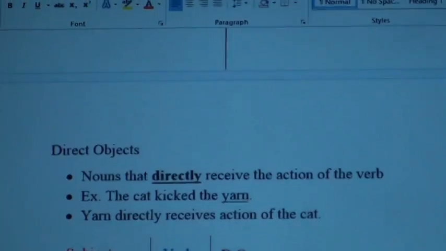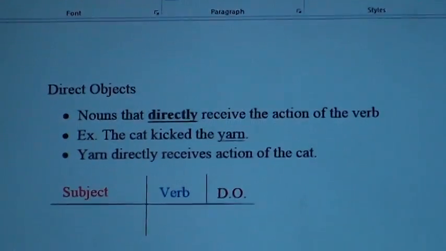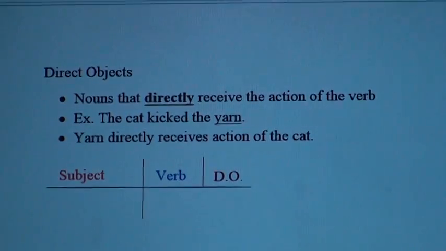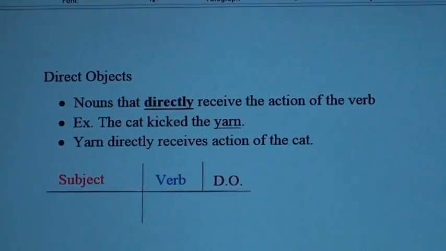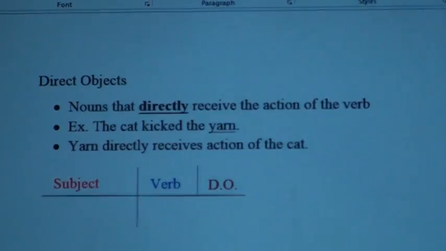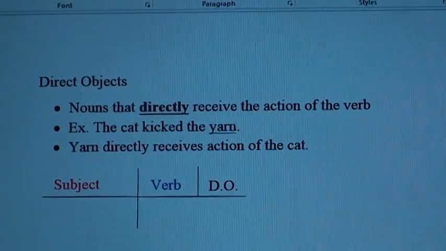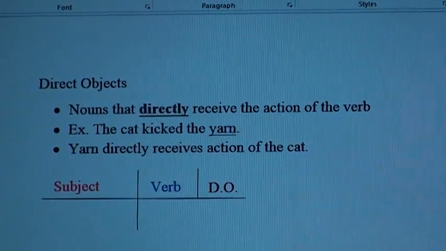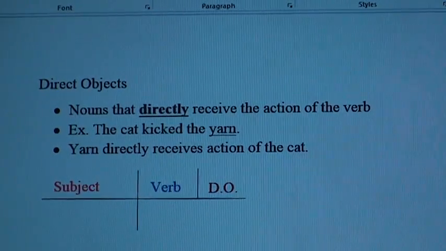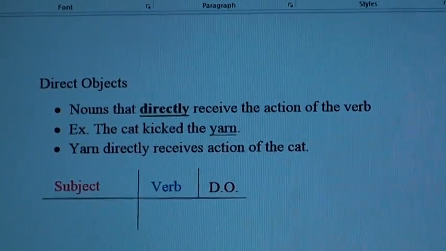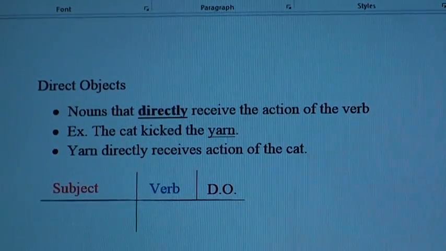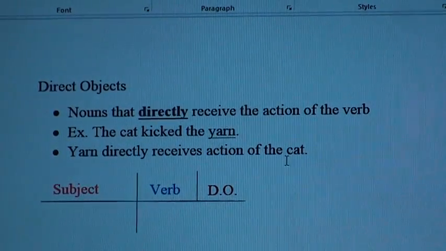Now, diagramming direct objects. Direct objects are nouns that directly receive the action of the verb. And the reason I have directly in bold and underlined is because there are such things as indirect objects and we don't want to get them confused. An example could be the cat kicked the yarn. The yarn directly receives the action of the cat, or the kicking, so it will be the direct object in our sentence. Direct objects are diagrammed on the same line as the verb, but they have a separating line in between them as well.